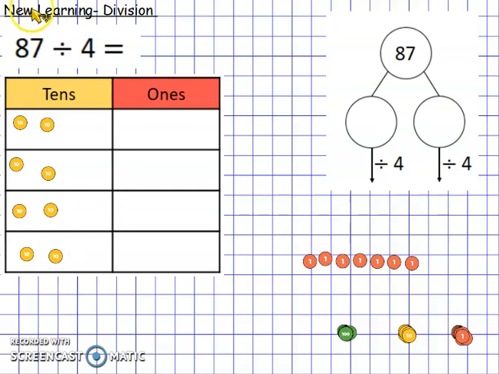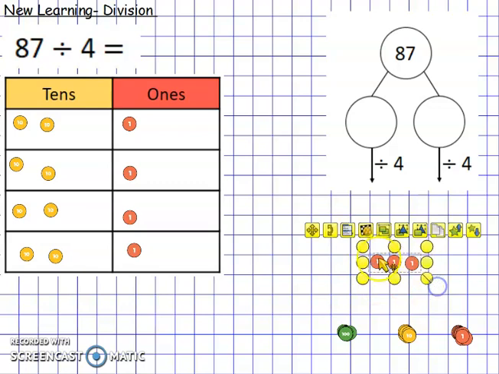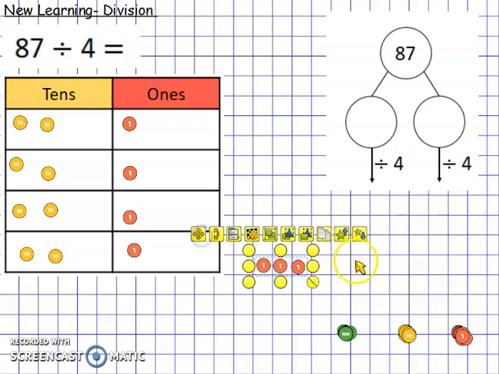Let's have a look at the 1s now. We've got 7 1s. You can draw these in as I put them into the grid. 1, 2, 3, 4, 5, 6, 7. Oh, that doesn't work because it doesn't fill each one. So I need to take some of them away. 1, 2, 3, 4. That splits equally, but we've actually got 3 left over. So I'm just going to put those at the side there.